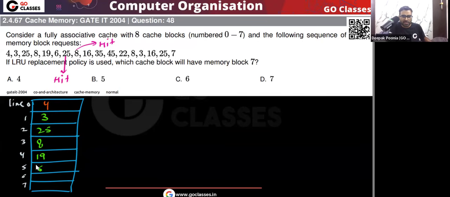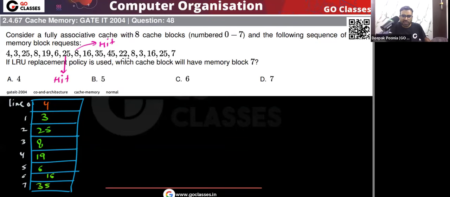Block number 16, that is a miss. I can put the block number 16 here. Block number 35, that is a miss. I can put it here. Block number 45, that is a miss. Now I need to replace one of these cache blocks. Yes or no? So for that we are using the LRU replacement policy.